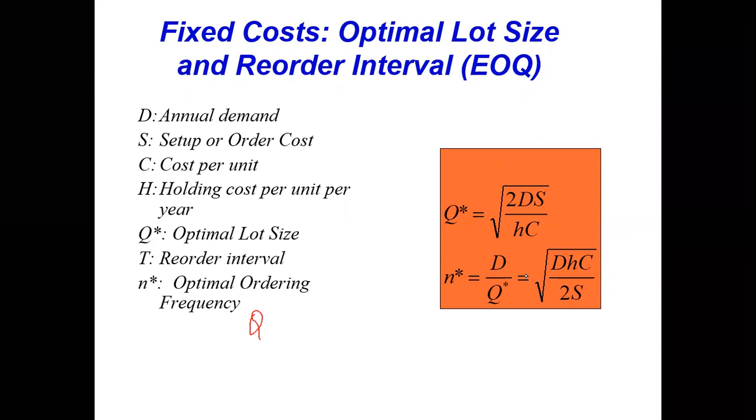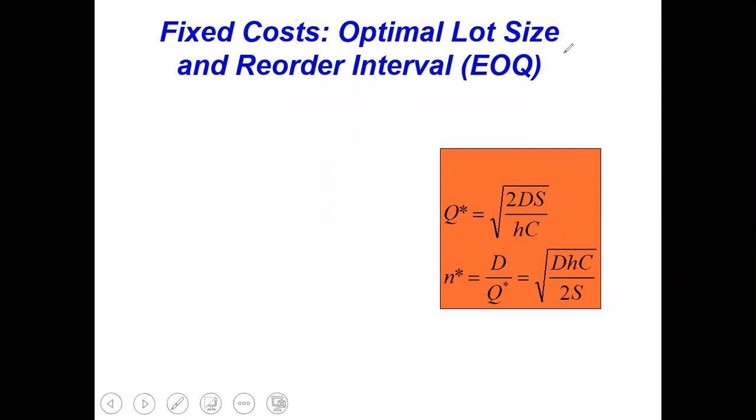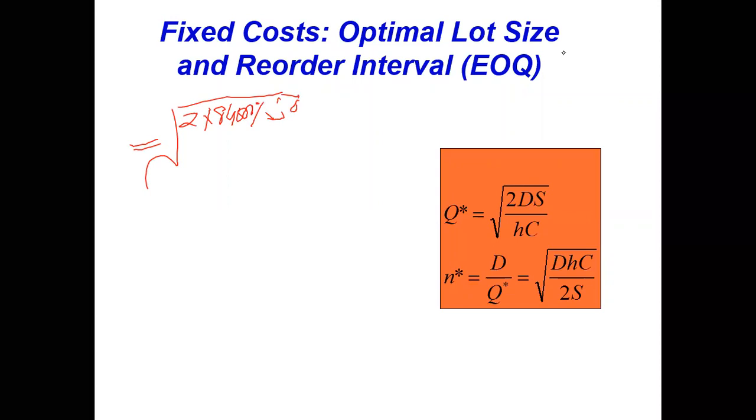Q*. Okay, so let me clear a space for myself. The formula is Q* is equal to the square root of 2 into 84,000, that is our annual demand, multiplied by 5,000, that is our ordering cost, divided by HC, that is 0.5 into 100. So we'll calculate this.